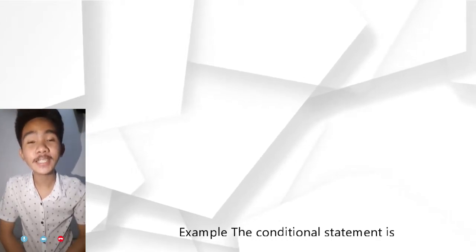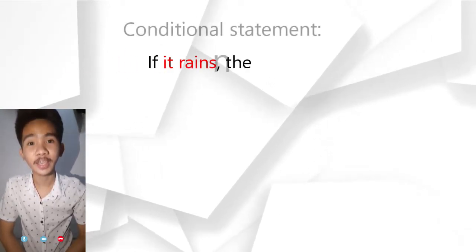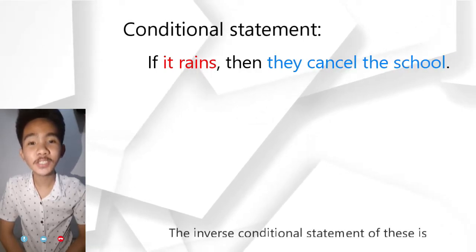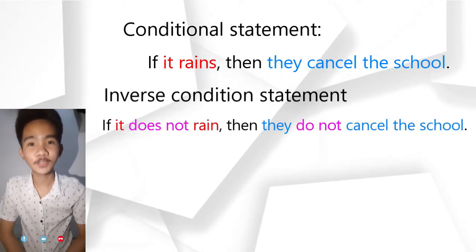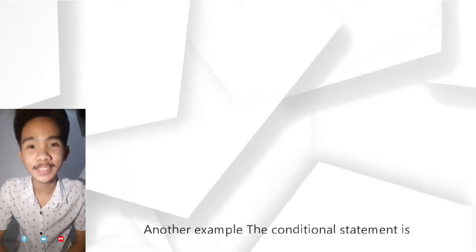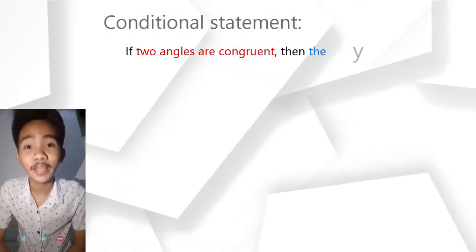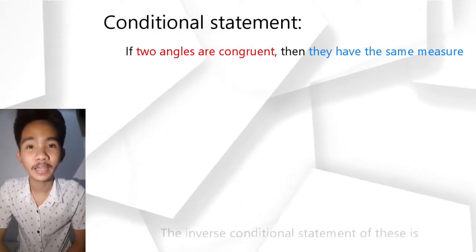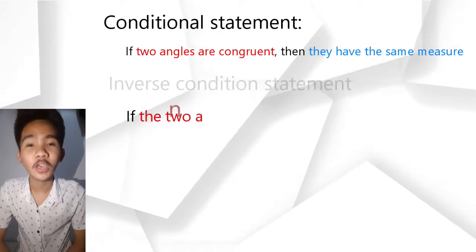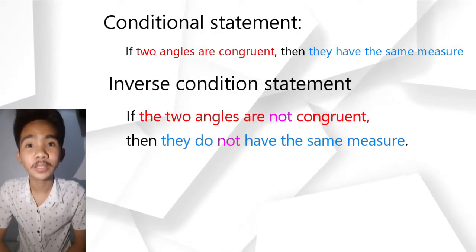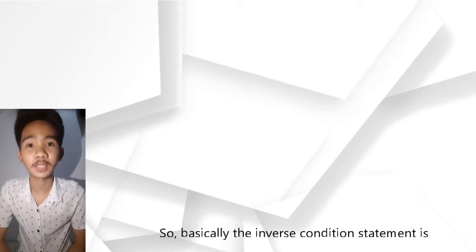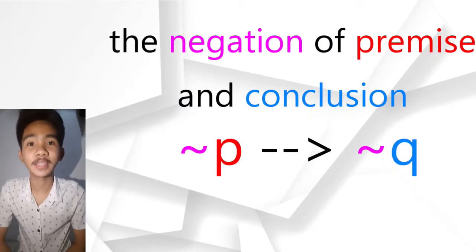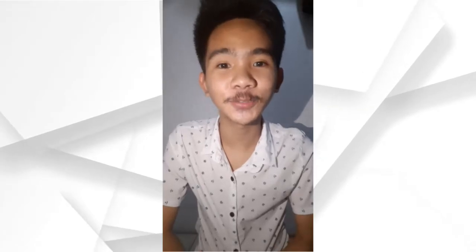Example, the conditional statement is if it rains, then they cancel the school. The inverse conditional statement of this: if it does not rain, then they do not cancel the school. Another example, the conditional statement: if the two angles are congruent, then they have the same measure. The inverse conditional statement of this: if the two angles are not congruent, then they don't have the same measure. So basically, the inverse conditional statement is the negation of the premise and the conclusion. That's all. Thank you.